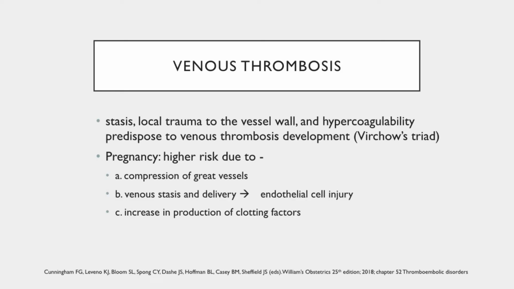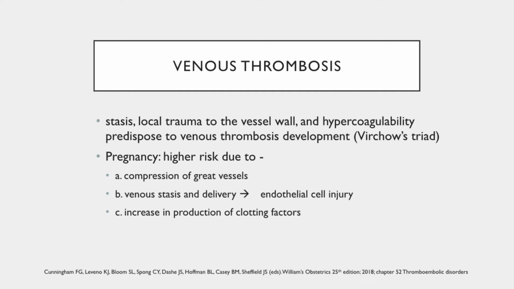So Rudolf Virchow postulated that stasis, local trauma to the vessel wall, and hypercoagulability predispose to venous thrombosis development, and the risk for each of these increases during normal pregnancy. For example, compression of the pelvic veins and inferior vena cava by the enlarging uterus renders the lower extremity venous system particularly vulnerable to stasis. This stasis is the most constant predisposing risk factor for venous thrombosis.